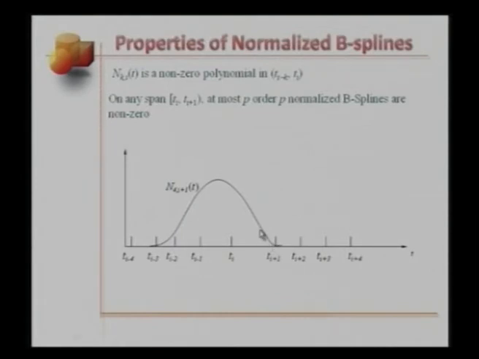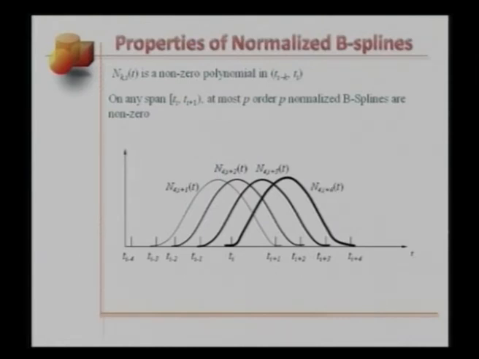As you would see, this function is non-zero in this interval. What is this function? It stands over 4 knot spans, 1, 2, 3, and 4, and ends at the knot ti plus 2. It has to be N4,i+2 of t. How about this one? Again, standing over 4 knot spans and ending at knot ti plus 3. This is N4,i+3 of t. And finally, we have N4,i+4 of t. Now notice that all these normalized basis splines are non-zero over this knot interval.